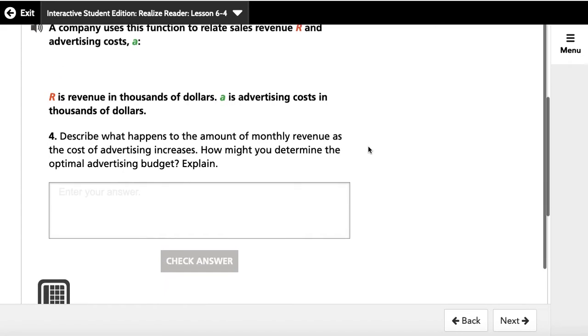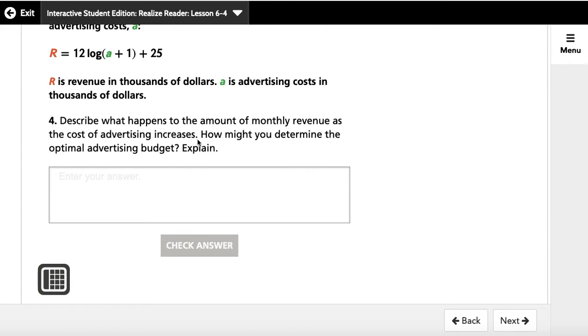Describe what happens to the amount of monthly revenue as the cost of advertising increases. As A goes up, the revenue goes up. I was looking at it backwards. How might you determine the optimal advertising budget? Optimal advertising budget?